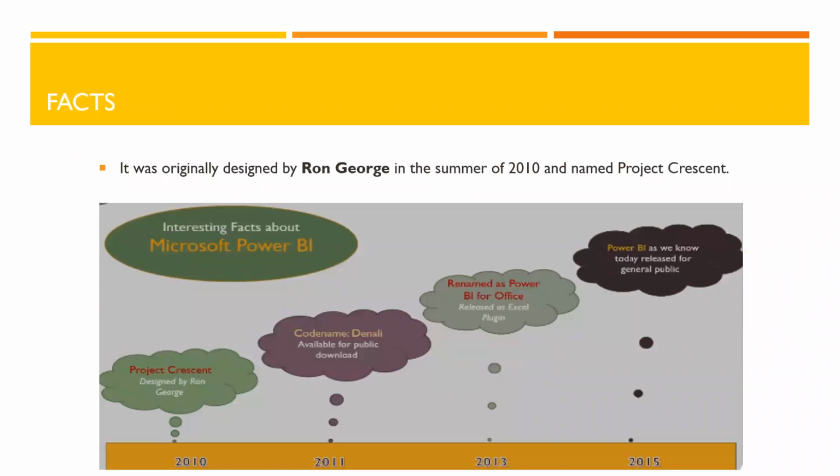That is facts regarding Power BI. It was designed by Ron George in 2010 and its name was Project Crescent. In 2011, it was made publicly available with the code name Denali. In 2013, it was renamed Power BI for Office. And later in 2015, we got the Power BI that we are using today, although it's an upgraded version. Up to this, it is clear, everyone?